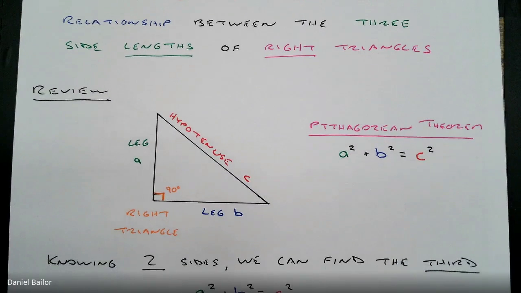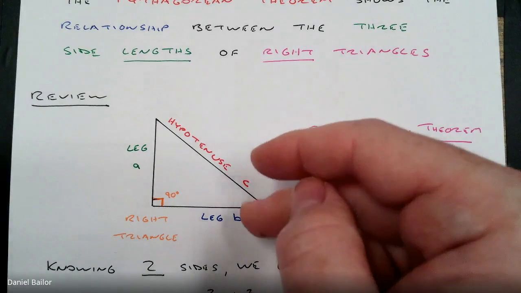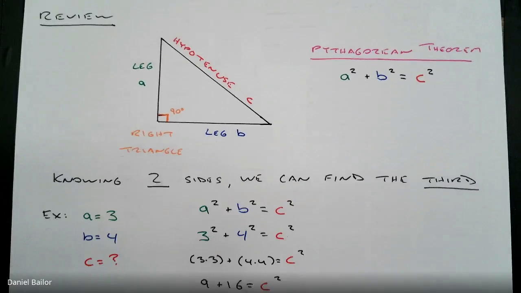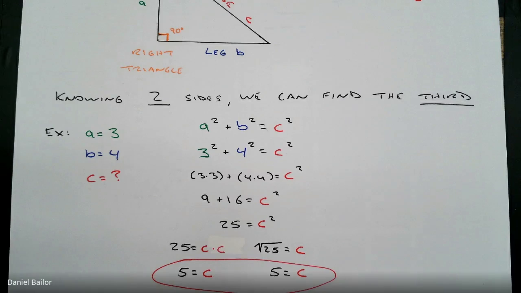What the Pythagorean theorem helps us do is, when we know two sides, we can find the third side. We just use a little bit of algebra to find it. So if we know the two legs, we can find the hypotenuse. If we know the hypotenuse and one of the legs, we can find the other leg. So if we know two of them, we can find the third one. Here's an example I did: knowing two sides, we can find the third.